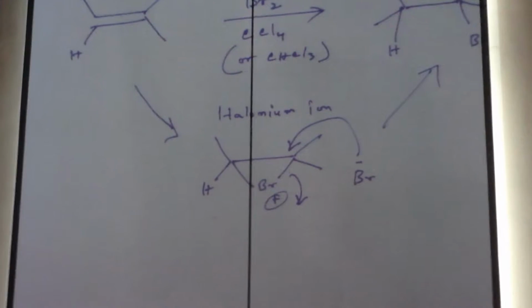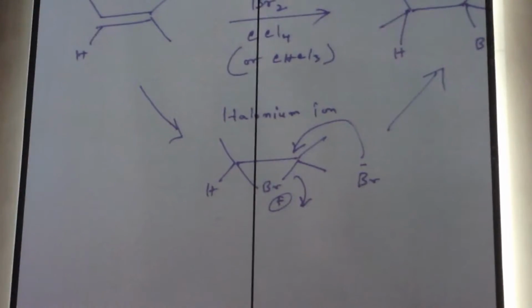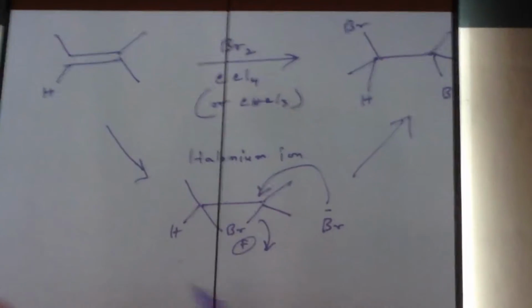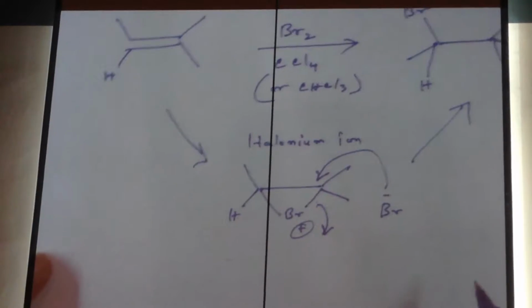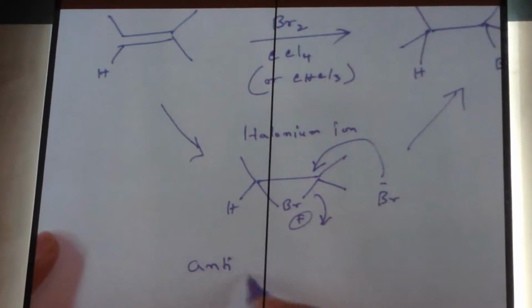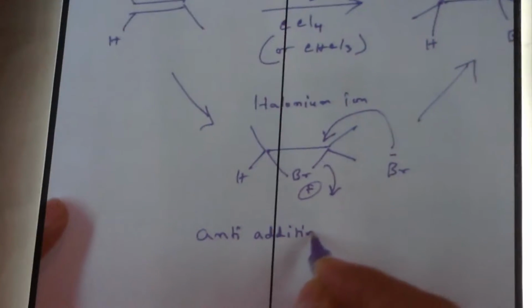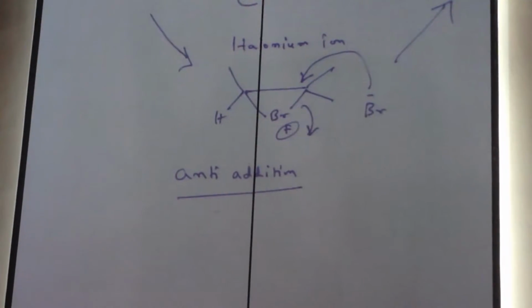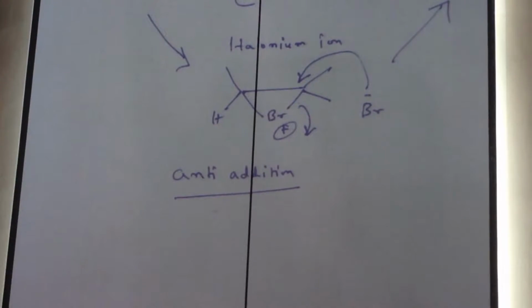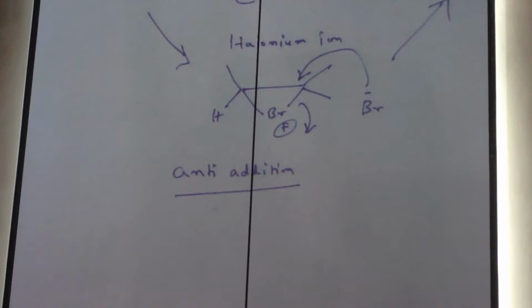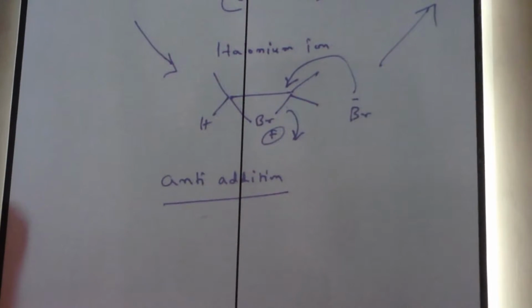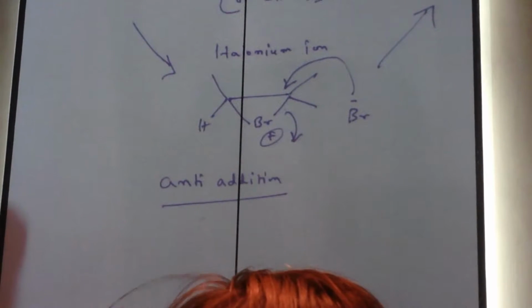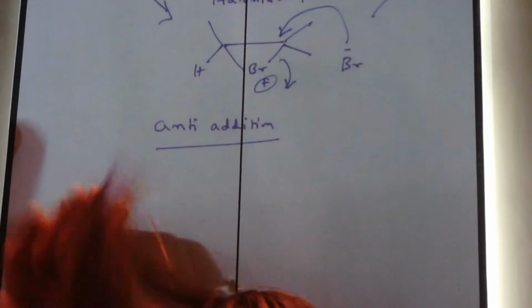And as a result, now Br minus cannot approach from this side. This is blocked by the three-membered ring that bromine created. So it comes from the other side, and therefore that addition is anti-addition. Okay, so because of the anti-addition, in this particular case, you wouldn't see any difference because two bromines are added, and you have free rotation around the carbon-carbon single bond. However, if it is a cyclic molecule or where it is restricted, then you will see that addition being anti.